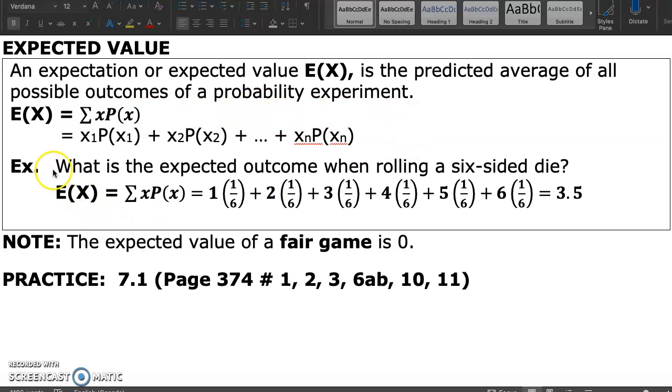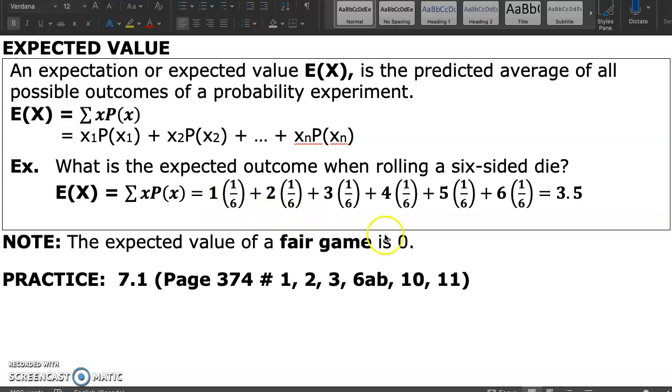So if we were to use an example using a 6-sided die, the outcome x for our first value is 1. Its probability is 1/6. Then using sigma notation, we go to our next value. We'll update that to be the next value, which is 2, and its probability is 1 out of 6. Then 3, the probability of that value is 1/6, and so on.